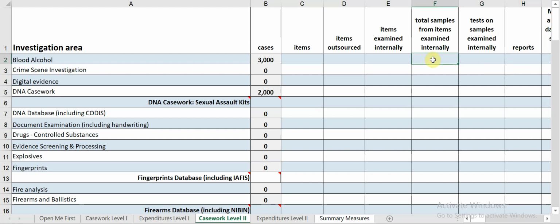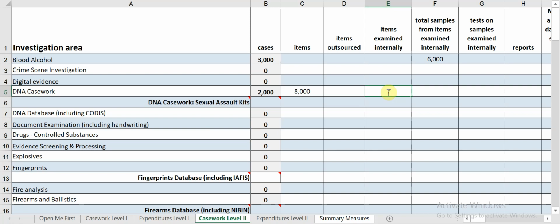So with respect to its blood alcohol, let's suppose that it had 6,000 samples taken from the items that are submitted. But they don't keep track of tests. Well, that's fine with that. On DNA casework, well, it could be that they've got much more detail, there were 8,000 items submitted, and an item might be something like a t-shirt that has a stain on it, or underwear, or something of that. Were any of these outsourced or not? Whatever you have. So how much of this did you examine?